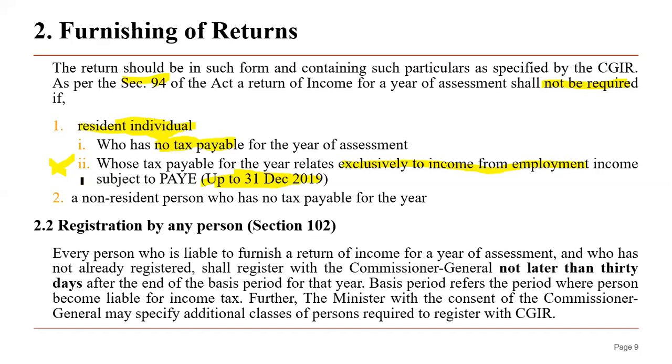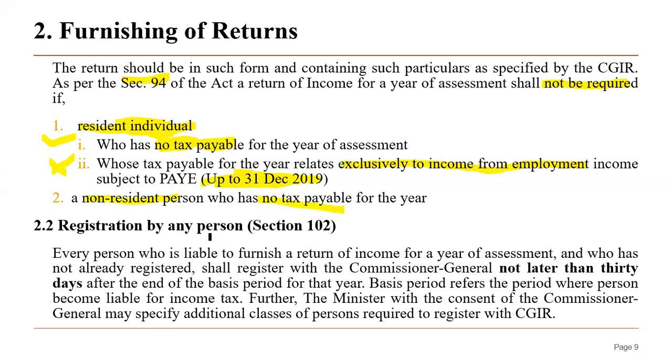Then the government introduced that everyone having 250,000 employment income must file a return. So this one is no longer applicable. This is the applicable one. Then the non-resident person who has no tax payable for the year. Then the non-resident person, no tax payable.